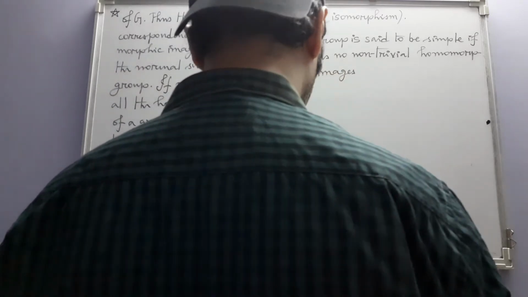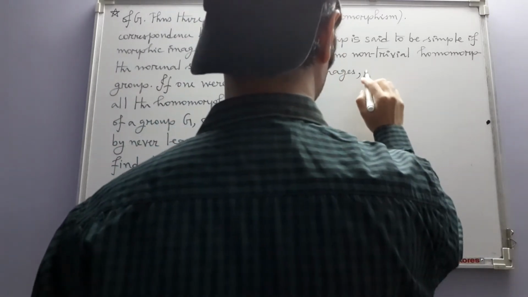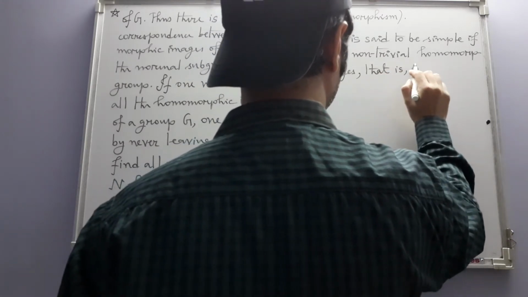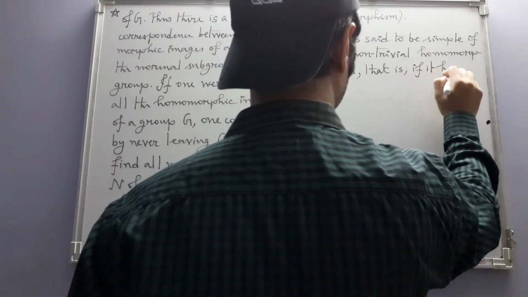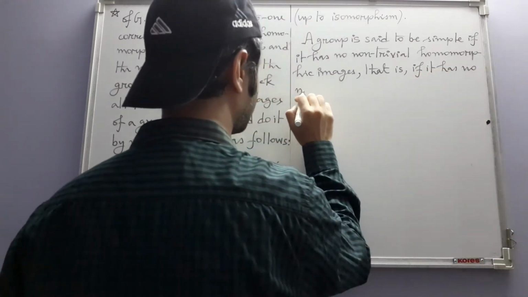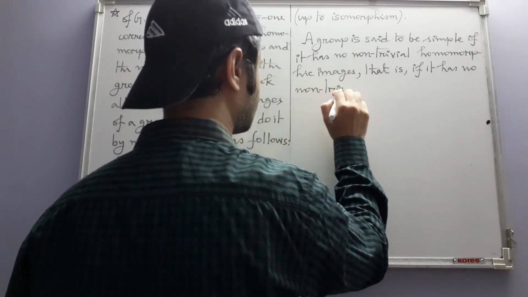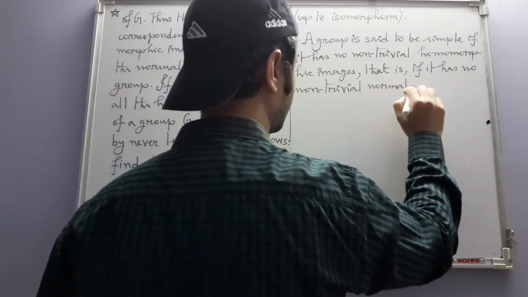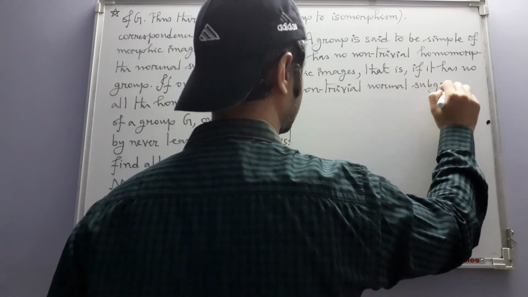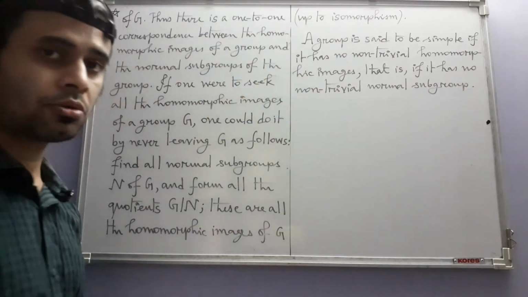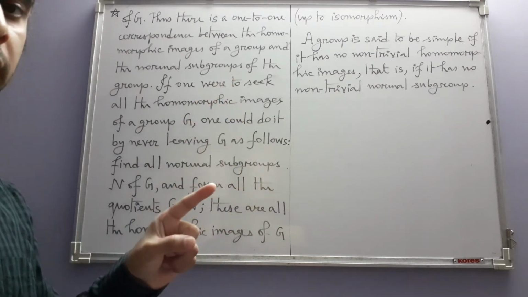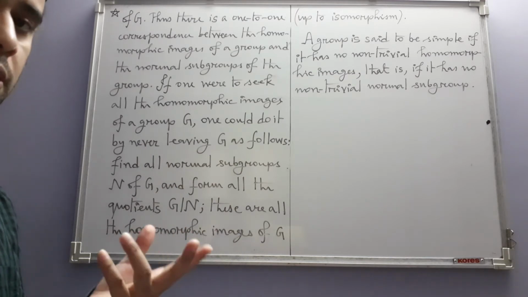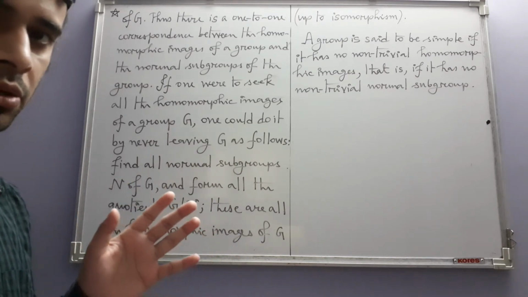Or correspondingly, no non-trivial normal subgroup. That is, no non-trivial normal subgroup. Note that in a simple group there may be non-trivial subgroups. A simple group does not have a non-trivial normal subgroup. Okay, don't forget about this normality.